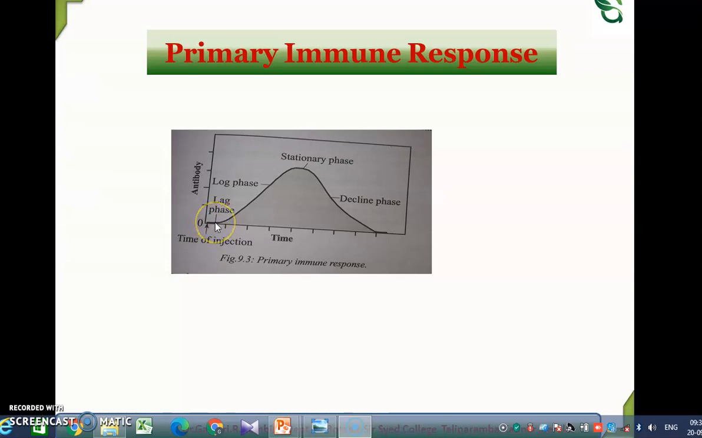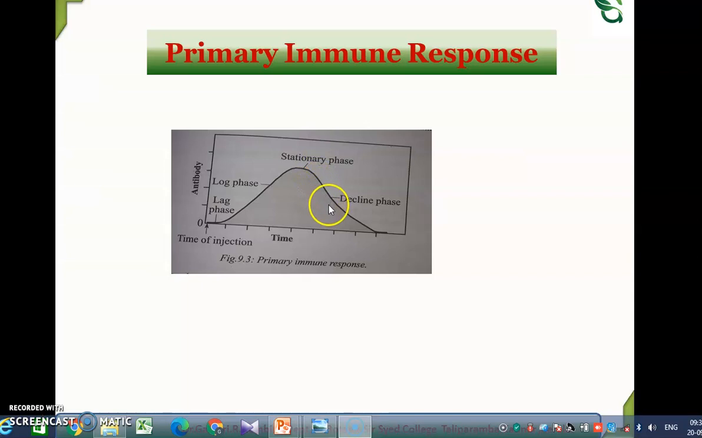Now, after a short lag phase, the antibodies start being produced in our body, and this phase is known as the log phase. So, this portion is the log phase. Here, the amount of antibody produced in the body will be more, and the antibody titer will rise steadily during the log phase, after which a stationary phase is obtained. Normally during this period, antibody titer is stable. That is, there is no increase or decrease in the amount of antibody.